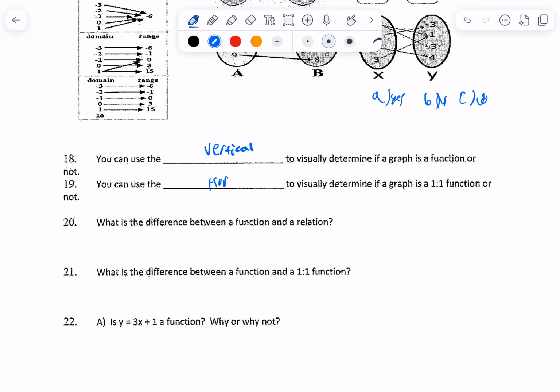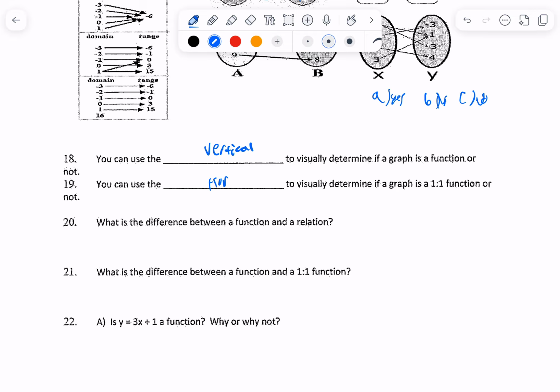Now 20, what's the difference between a function and a relation? So a relation is just, I'm not going to write this down because I don't feel like it. So basically a relation is just a relationship between the x and the y. So if every x has a y, then it's a relation. If not, then no. A function is when each x has only one output. If an x has two outputs, then it's not a function.